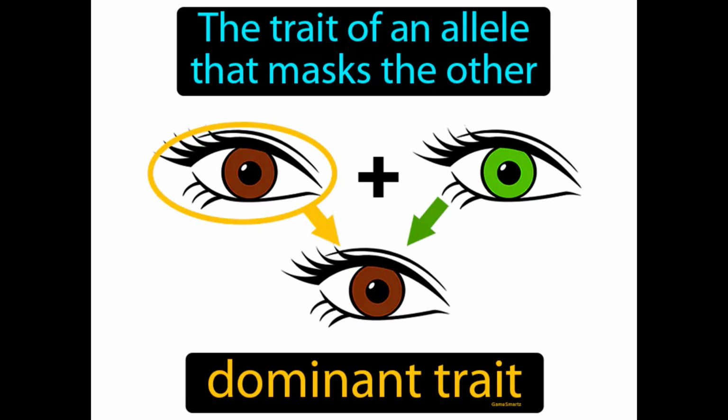A trait of an allele that masks the other trait, dominant trait. In simple terms, a dominant trait is a characteristic that appears in an organism when one or both parents pass down the dominant gene for that trait.